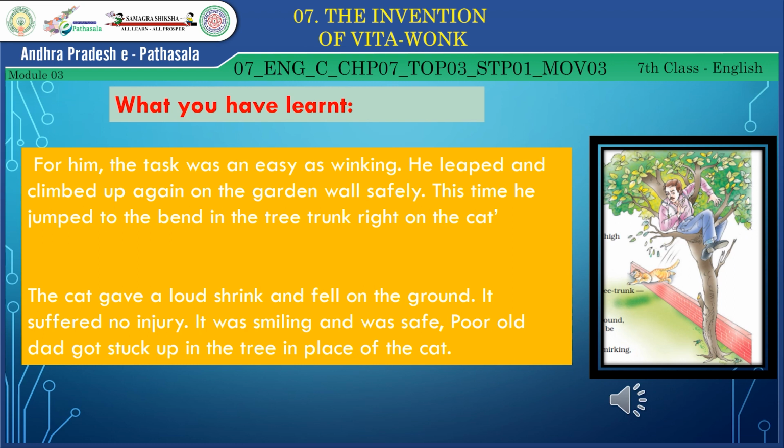This time, he jumped to the bend in the tree trunk right on the cat. The cat gave a loud shriek and fell on the ground. It suffered no injury. It was smiling and was safe. But poor old dad got stuck up in the tree in the place of the cat. So, this is the summary of the poem Dad and the Cat and the Tree. Is it funny? Yes.